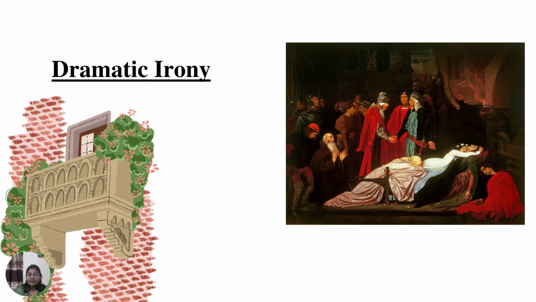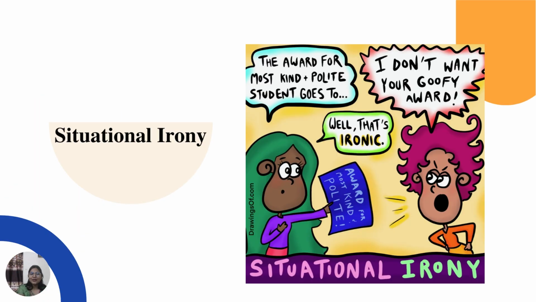We all knew that Juliet is actually not dead. So a tension is being created, and this tension is dramatic irony. We know what is going to happen, and we know what the actual reality is, but the characters don't know that. Now let's talk about my favorite, situational irony.